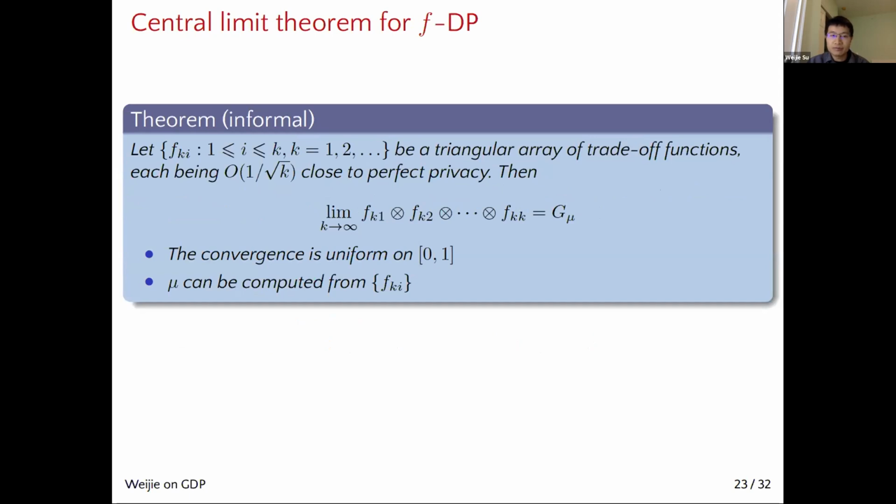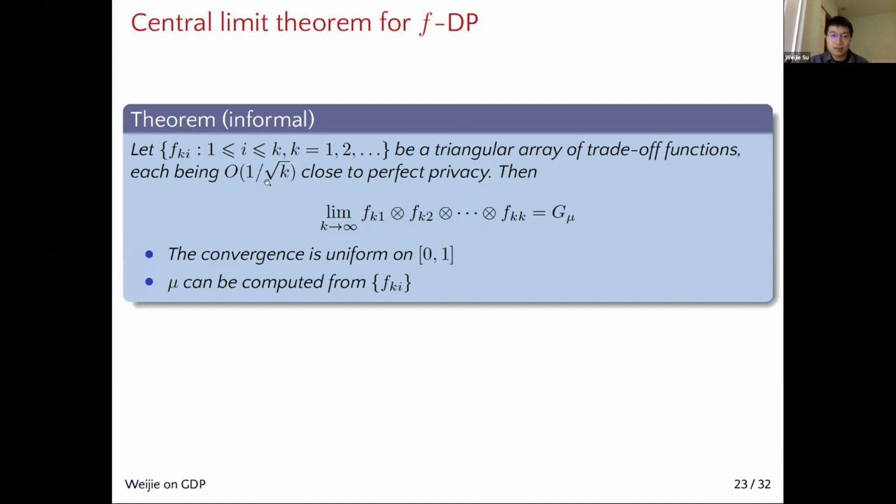The statement of this theorem does not look like a typical central limit theorem, but if you look at the proof, this is just a central limit theorem. However, I don't have time to talk about the proof today. So now let me introduce the theorem. Just like a typical central limit theorem, we have a triangular array, and the length K is always increasing. We assume that each f_ki is very private, in the sense that it's really close to perfect privacy, which is the 45-degree diagonal line.